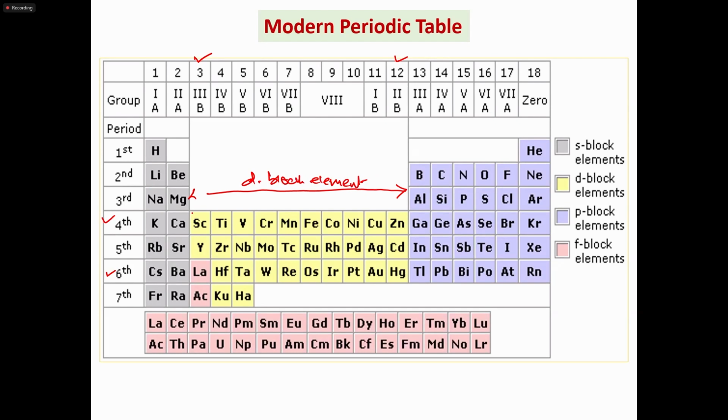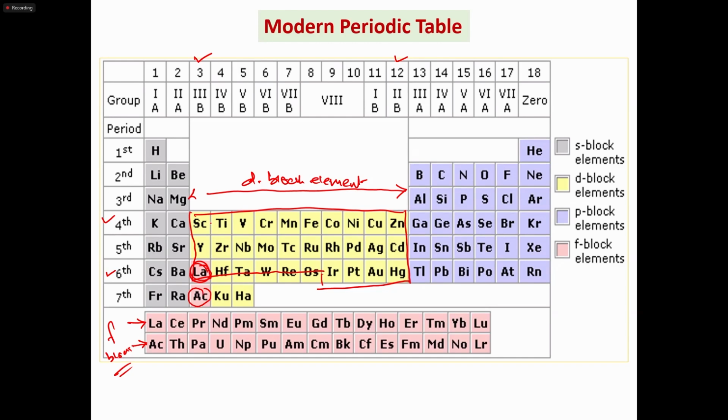And inside this block, there is another block of elements present. This is called the f block elements. These f block elements start from lanthanum. This is the lanthanide series, and these are the actinide series. The lanthanide series starts from this position, and the actinide series starts from these seven groups.